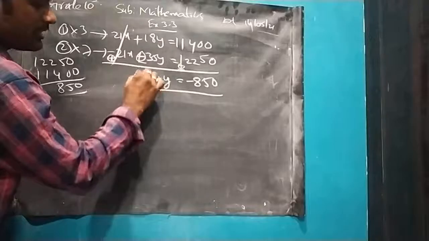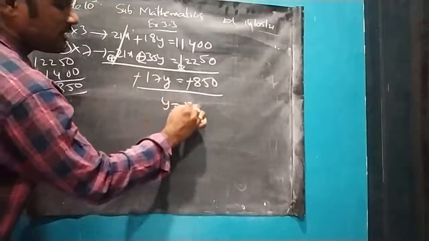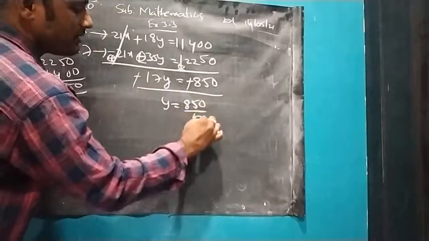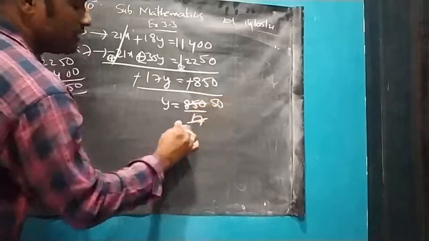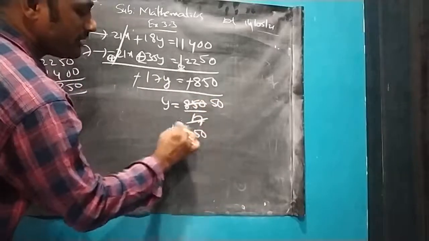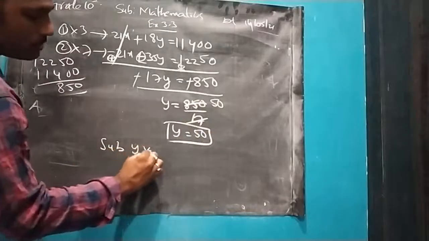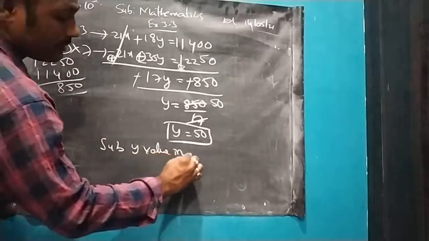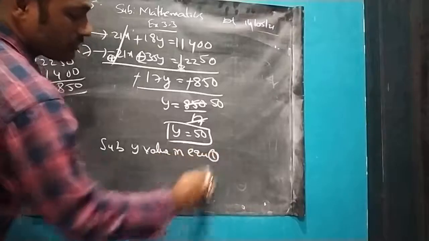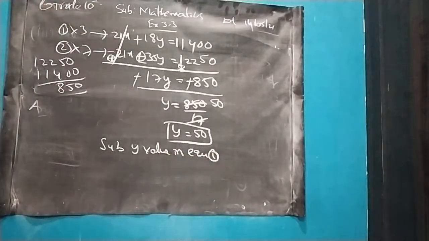So minus minus gets cancelled. Y is equal to 850 by 17. 17 1 75, 85. So y is 50. So substitute the y value in equation 1. Let us substitute the y value in equation 1.